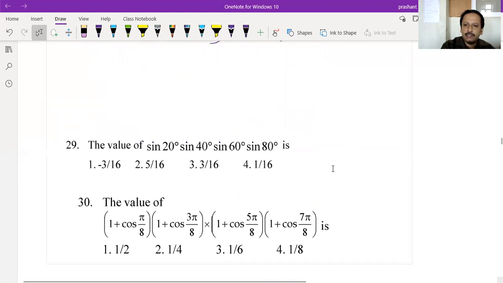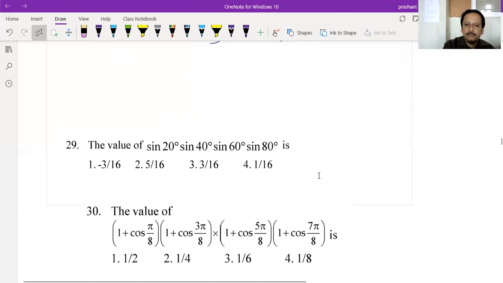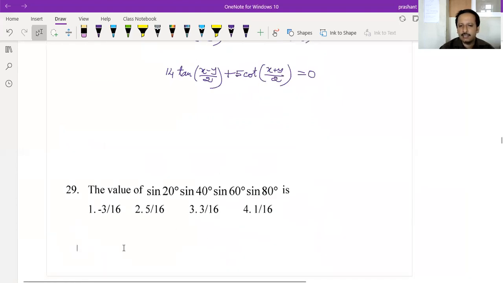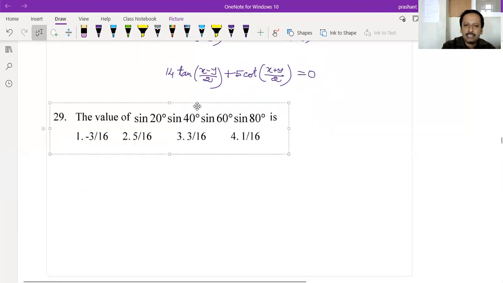So now let's have a look at this question. The value of sine 20 degree into sine 40 degree, sine 60 degree, etc. Sine 20, sine 40, sine 60, sine 80. The answer is 3 by 16. It's a standard result. If you can, remember it. I advise you to remember it. Anyway, now I'm going to prove. Similarly, cos 20, cos 40, cos 60, cos 80, that product will be equal to 1 by 16. Remember those two. Anyway, now I'll prove this.